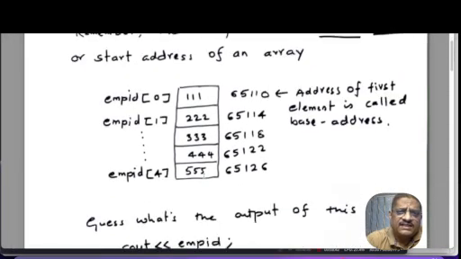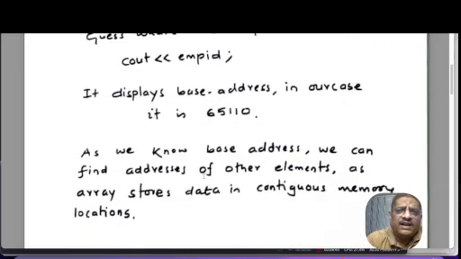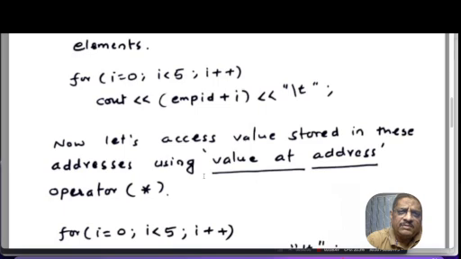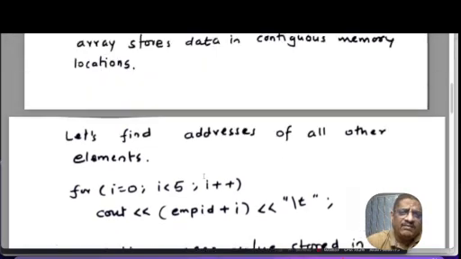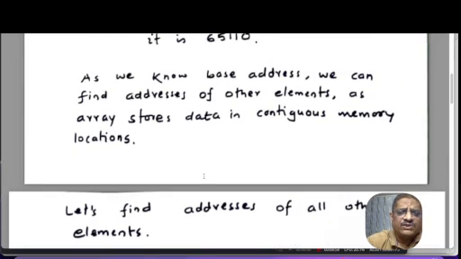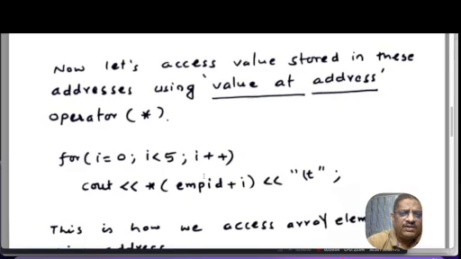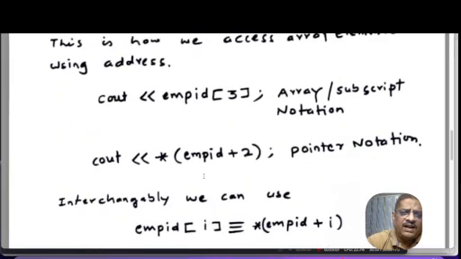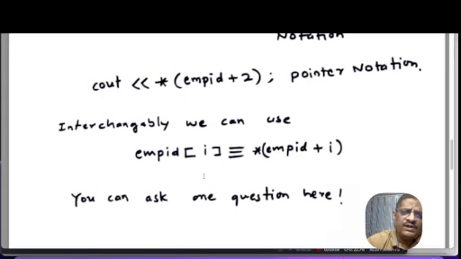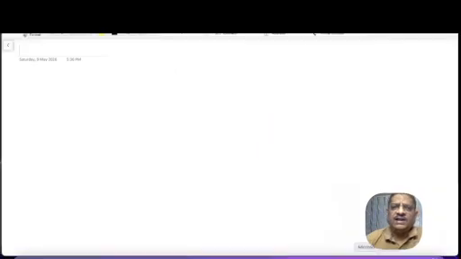So this is the base address I have, empid. From there, I'll be generating other addresses through a loop. Once I am able to find all the addresses, simply by applying the value at address operator, I can store all the values. So this is how we use array and pointer, and interchangeably we can use pointer and array.